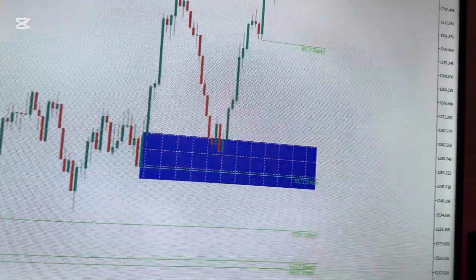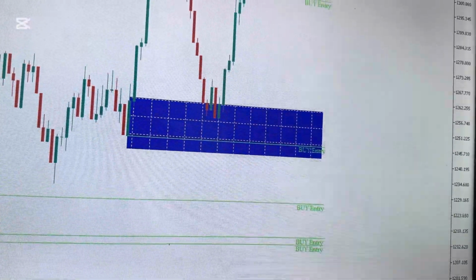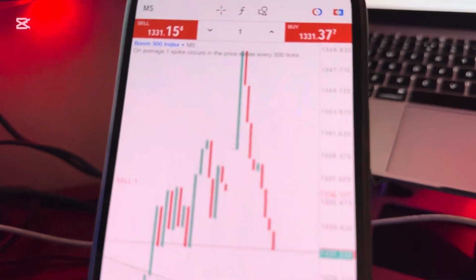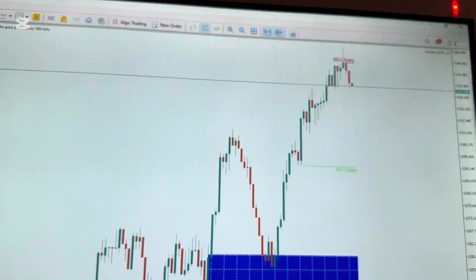Don't marry trades. Most of you guys marry trades. You'll be so interested in that trade that you can't even leave it. You shouldn't do that, and usually it happens when you're losing, and that's bad.